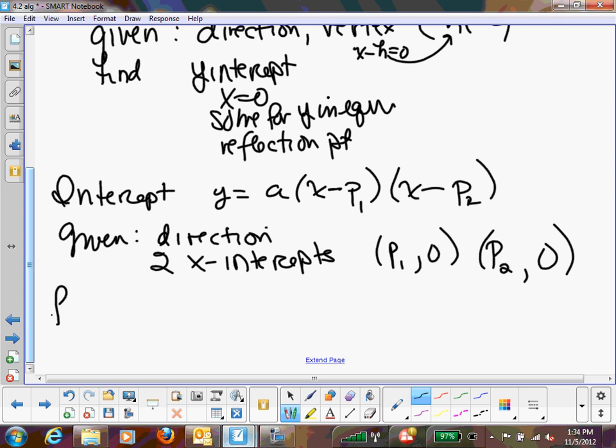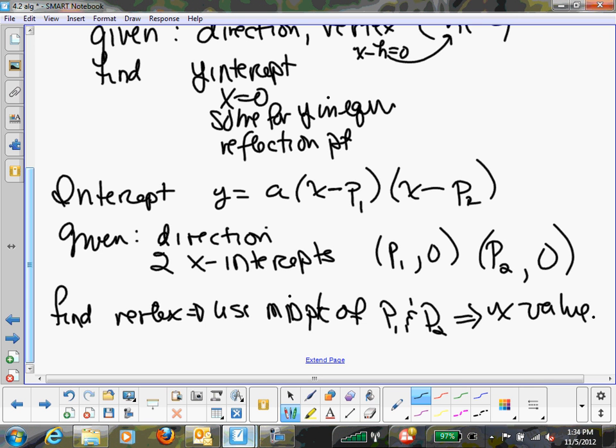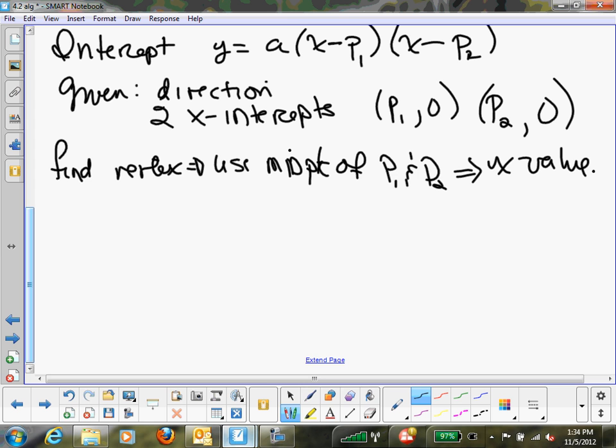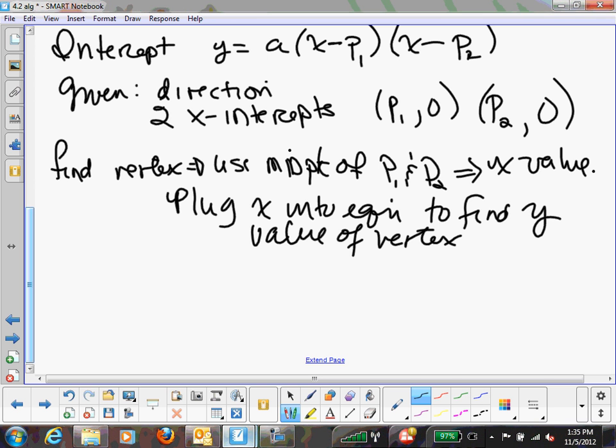So what do we need to find? And what do we have to use to find the vertex? Use your midpoint of P1 and P2. That gives you your x value. And how do I find the corresponding y value? Plug the x in. Do I have to find a reflection point? No, because I have to already, right? I've got both of my x-intercepts.